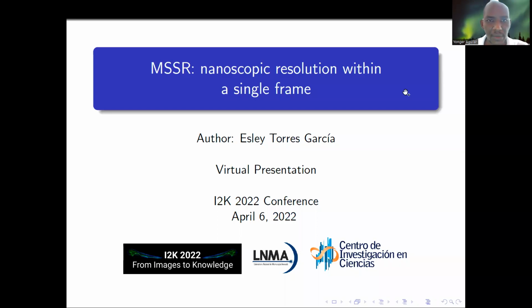Hi, I'm going to present nanoscopic resolution within a single frame. MEASURE is an algorithm that can reduce the effect caused by diffraction in microscopy images and at the same time remove the background noise.